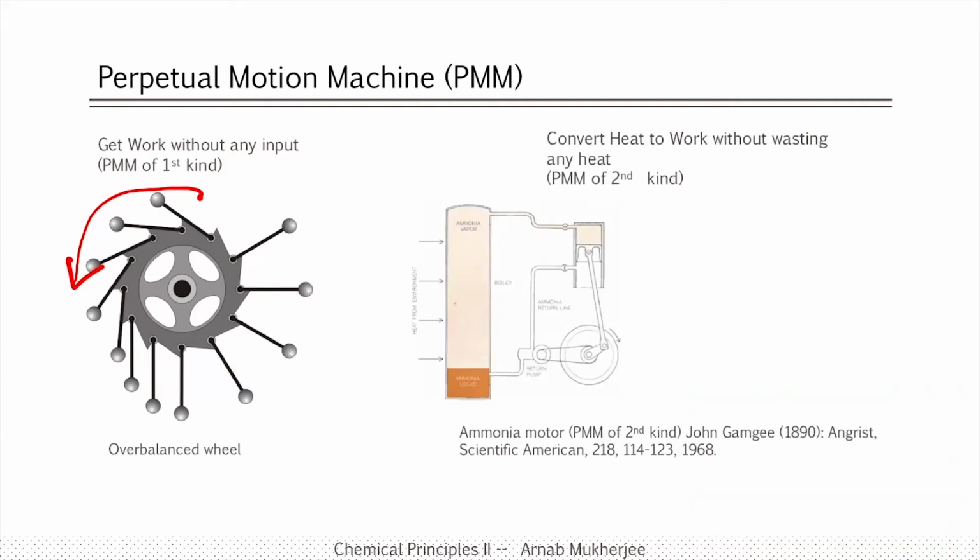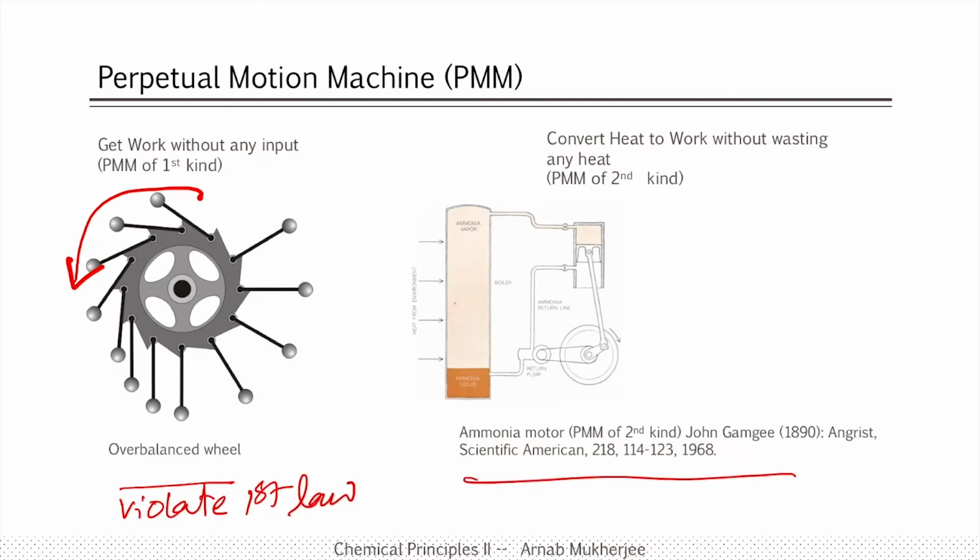But there is something called a perpetual motion machine of the second kind. A perpetual motion machine of the first kind will violate the first law of thermodynamics, which we will see later on. And a perpetual motion machine of the second kind will violate the second law. We don't know about the first law and second law right now, but I can tell you the first law is basically that without input energy, things will work.